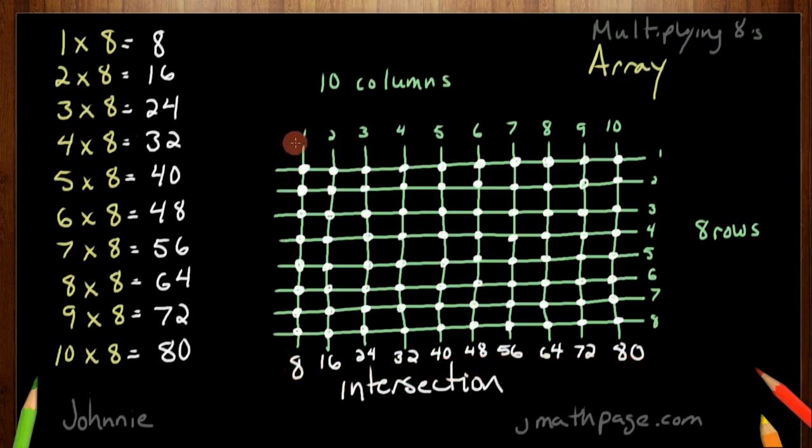Now remember, an array is an arrangement of columns and rows that helps us to understand multiplication better. All the times that columns and rows intersect can tell you some multiple of some number.